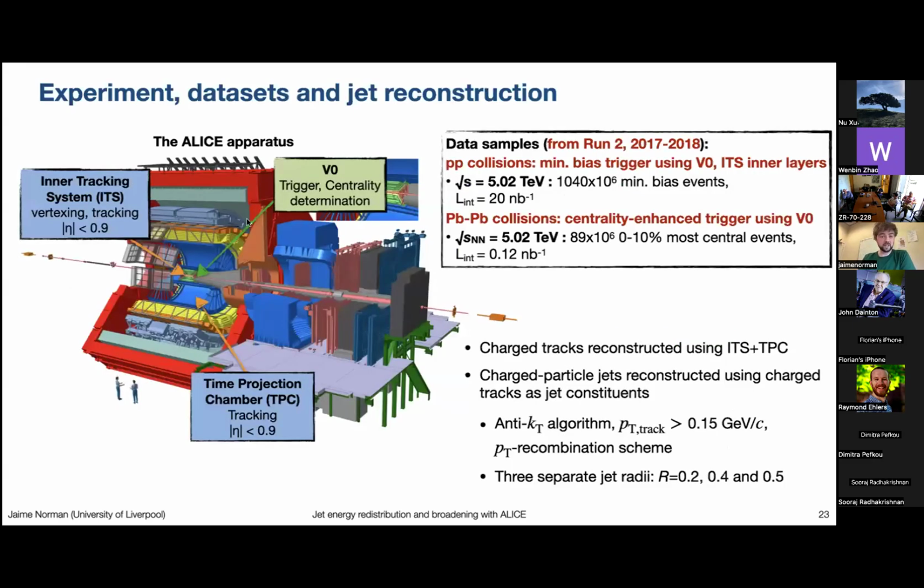First, I just want to show some information about the experimental setup here. It's made with the Alice experiment, which is shown here. We use the tracking detectors, the inner tracking and the time projection chamber, to reconstruct charged tracks, and this is done selecting the most central collisions using the V0 detector.